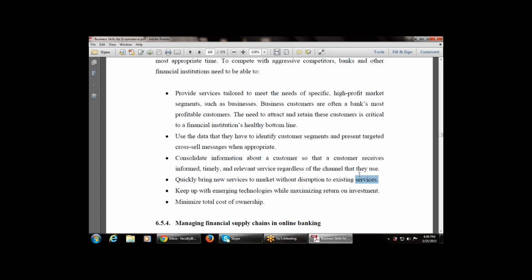Quickly bring new services to market without disruption to existing services. Keep up with emerging technologies while maximizing return on investment. Also, keep the cost minimized while increasing technology, and minimize the total cost of ownership, so that more and more customers are attracted.